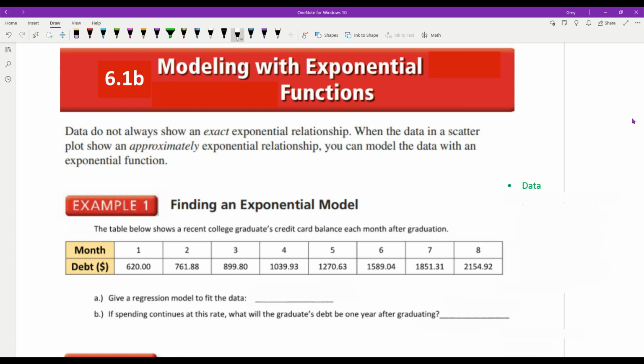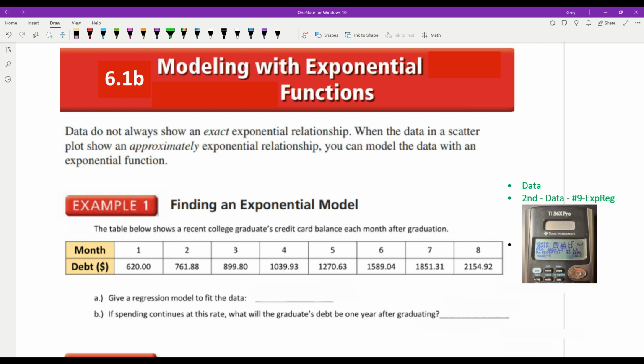Okay, so after you do that, then you're going to hit data to put it in there, then you're going to hit second quit. I think I did not add that to my steps. Maybe it doesn't matter. But then you're going to hit second and data, and you're going to choose number 9, which you can scroll down to, or you can hit the number 9. Second data number 9 is exponential reg. And when you get there, you're going to have a screen that looks like this.